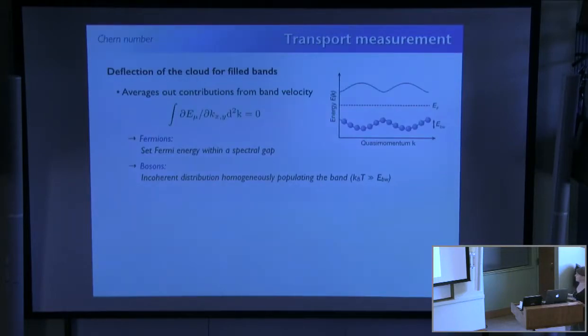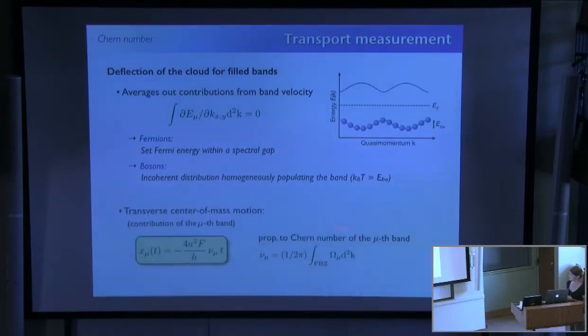Now, how can we extract this anomalous velocity component without looking at the trivial dynamics of Bloch oscillations and so on? So we consider in this case a filled lowest band, which can be prepared with fermions by setting the Fermi energy in a spectral gap. Or in our case, we consider bosons that have a temperature that's much larger than the bandwidth of the lowest energy band, and thereby fill each quasi-momentum state in the lattice. And if we have prepared such a system, then the contribution from the band velocity averages to 0 because of the symmetry of the band.